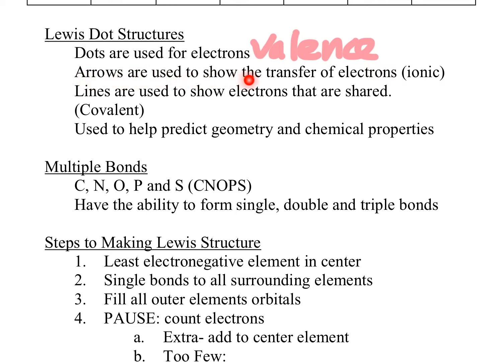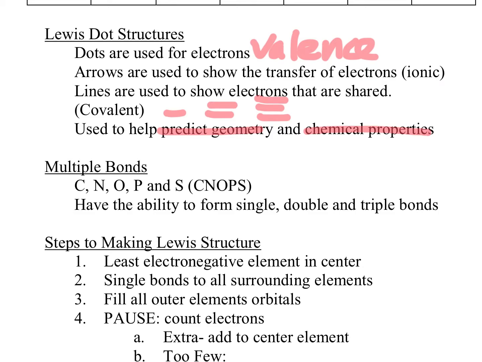With the Lewis dot, we can use arrows to show a transfer of electrons if it's ionic, and we use lines to show electrons that are shared, so singles, doubles, and triples. Based off of these Lewis dots, we can help predict geometry and chemical properties. We can see where it's polar, where it's not, things like that.